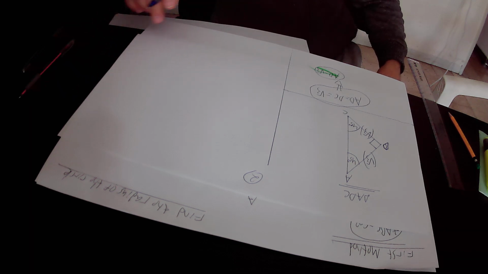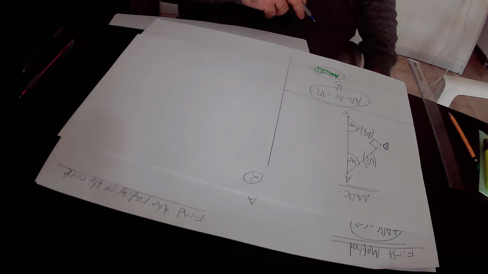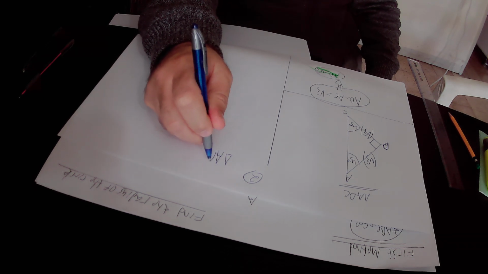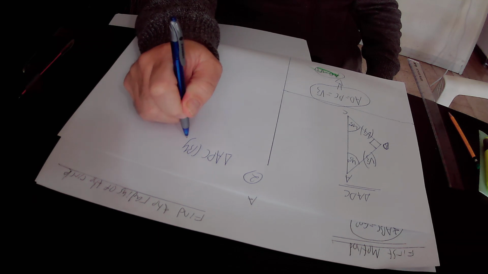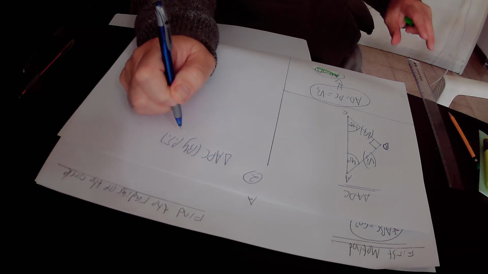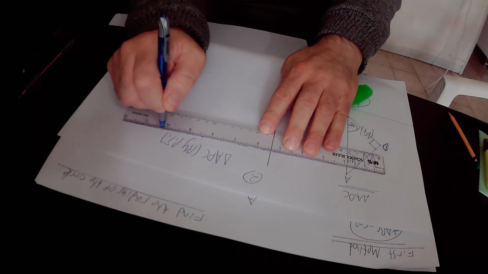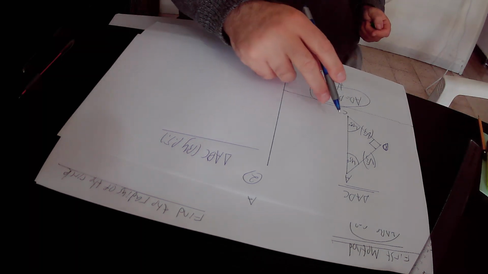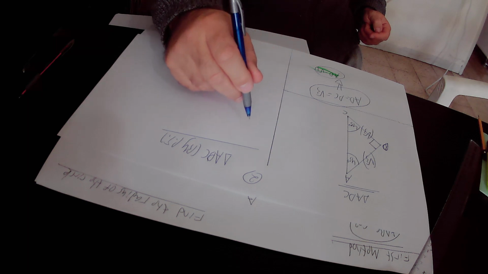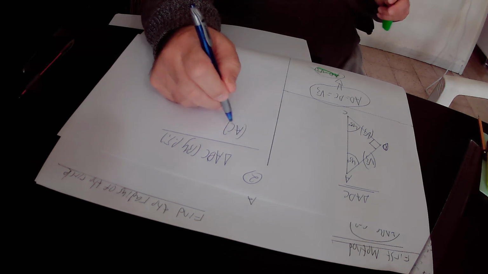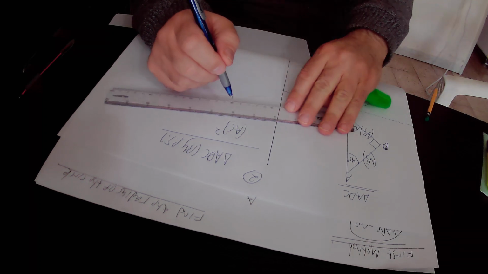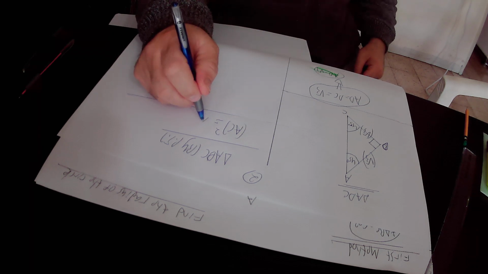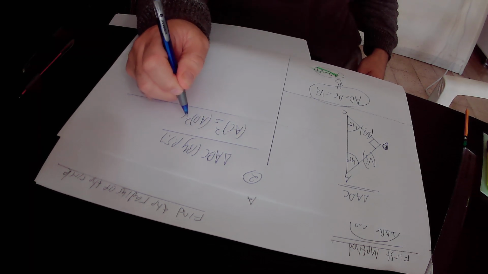We'll continue to focus on the right triangle, triangle ADC. According to the Pythagoras theorem, in any right triangle, the square of the hypotenuse equals the sum of the squares of the perpendiculars. The hypotenuse in this right triangle is AC, so AC squared equals AD squared plus DC squared.